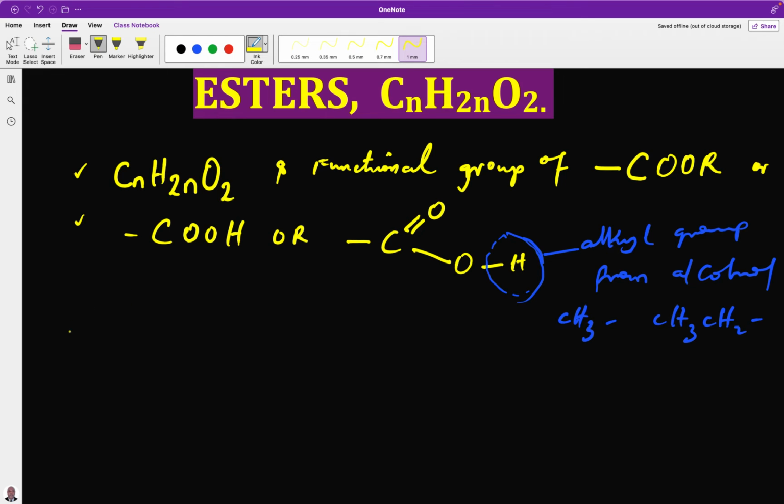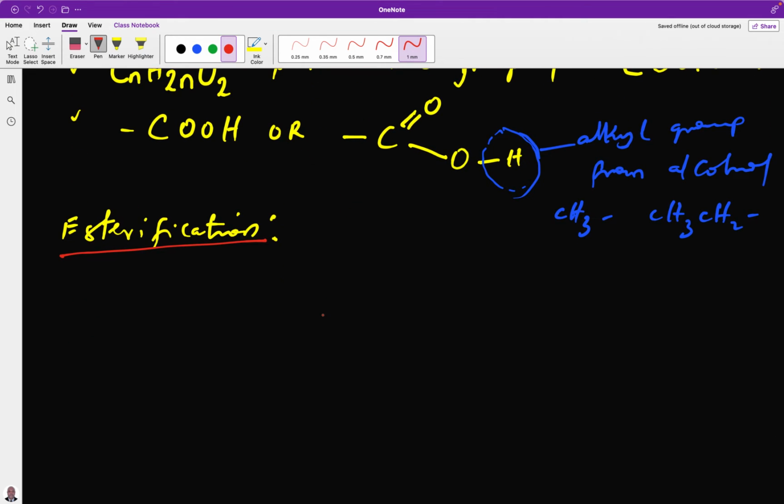What is esterification? As you see, esterification is a reaction of a carboxylic acid or an acyl chloride with an alcohol or a phenol, to produce an ester and a small molecule of water or salt.